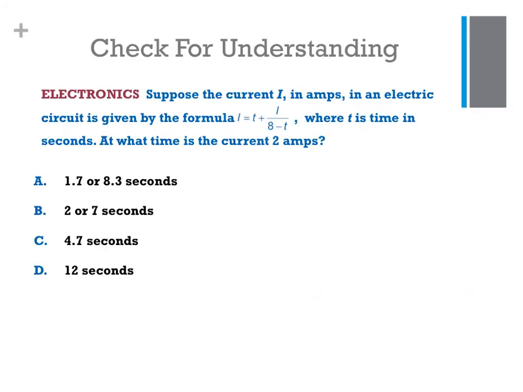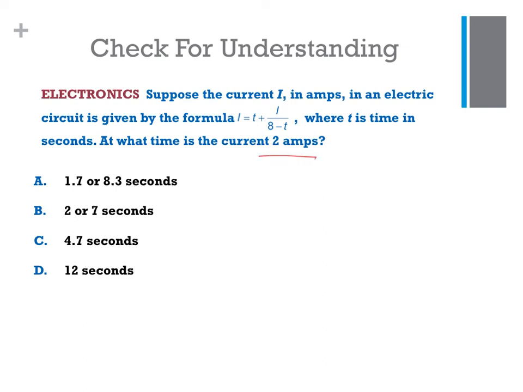Alright, it's time for you to check your understanding. This example has to do with electronics. Suppose the current I in amps in an electric circuit is given by the formula I equals t plus 1 divided by 8 minus t, where t is time in seconds. At what time is the current 2 amps?